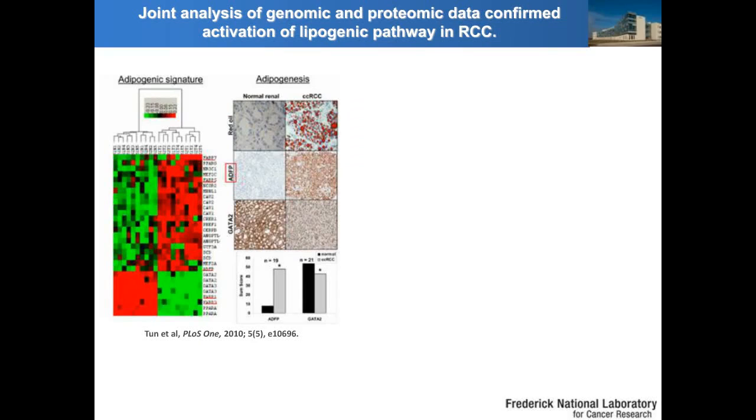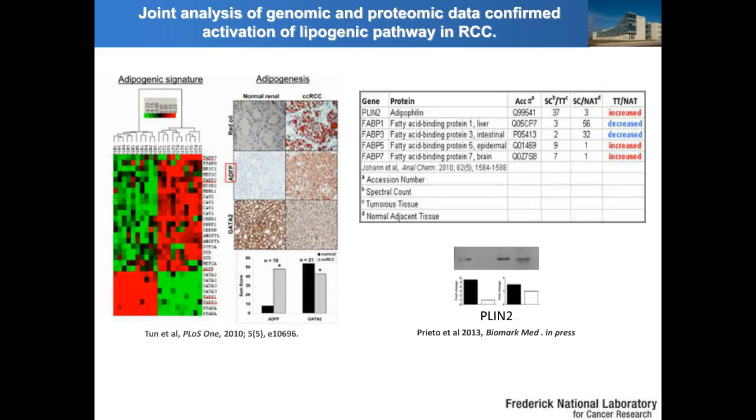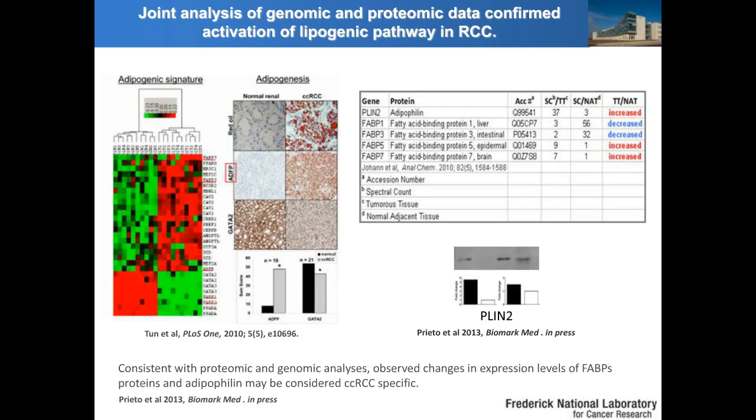Then we looked at the genomic and proteomic data, which confirmed activation of the lipogenic pathway, where adipophilin is a prominent molecule. So we feel very good, encouraged and excited to see that proteomic and genomic data go along. So consistent with proteomic and genomic analysis, the observed changes in expression levels of fat proteins and adipophilin may really be considered renal cell carcinoma specific, because renal cell carcinoma has really the highest expression of adipophilin in a normal tumor.